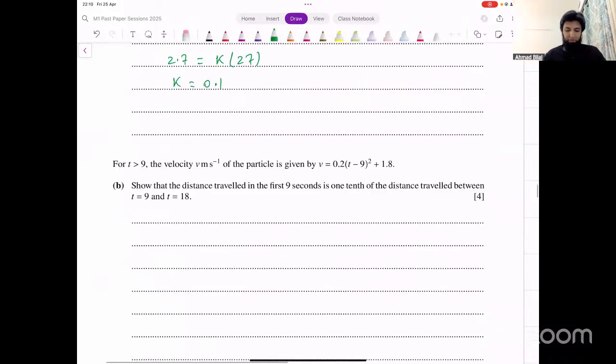Now it says, for t greater than 9, the velocity of the particle is given by this function. Show that the distance traveled in the first 9 seconds is 1/10 of the distance traveled between time equals 9 to time equals 18.